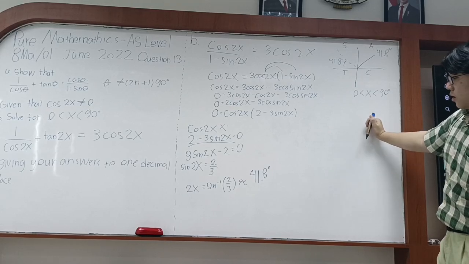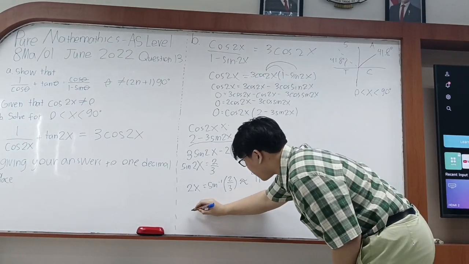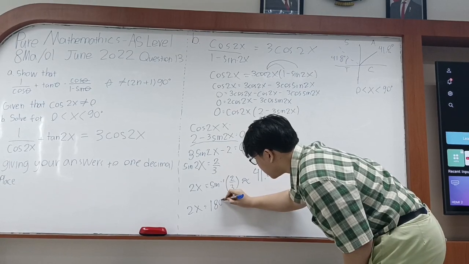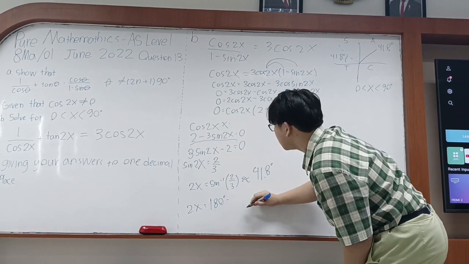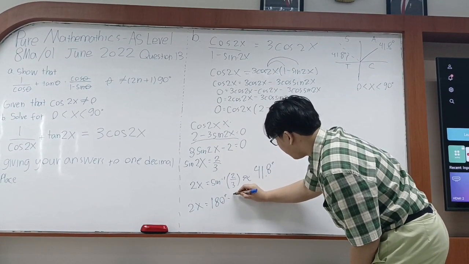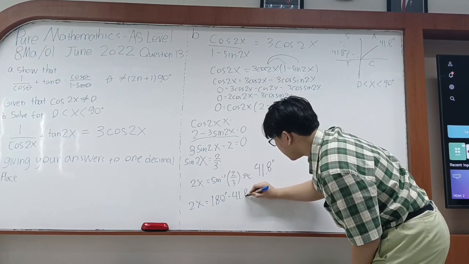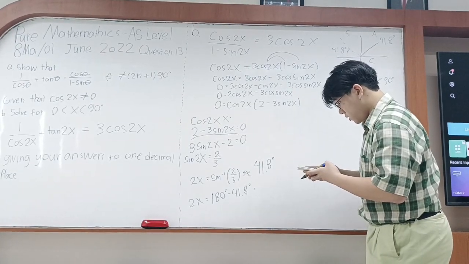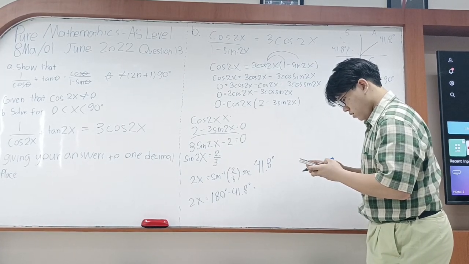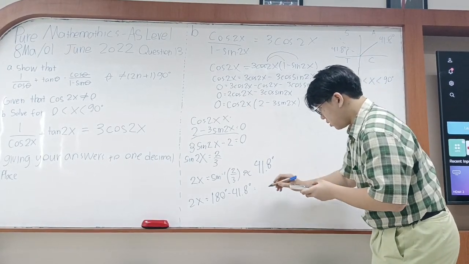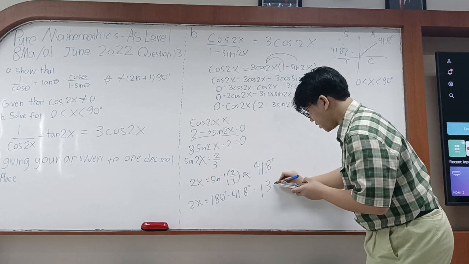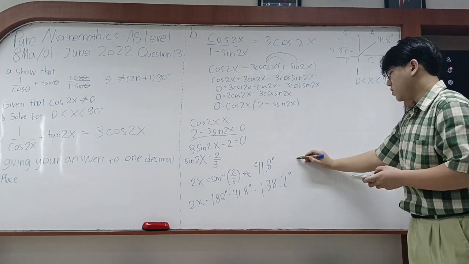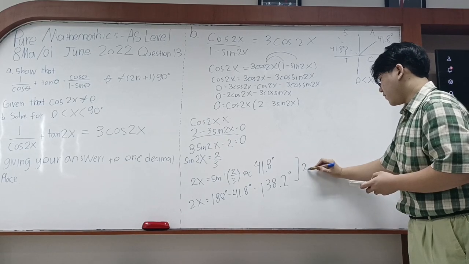Therefore, all we have to do is, for the second, 2x is equal to 180 degrees minus 41.8 degrees, which will give us 138.2 degrees. Now these two values are the values of 2x.